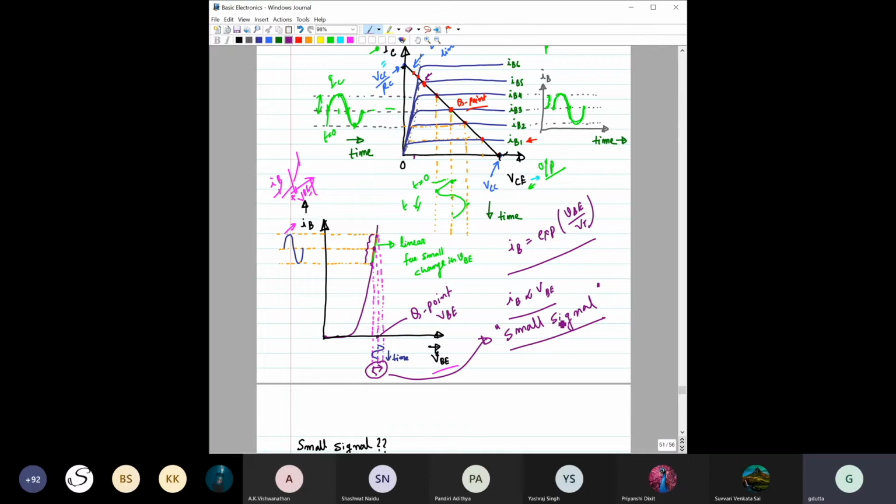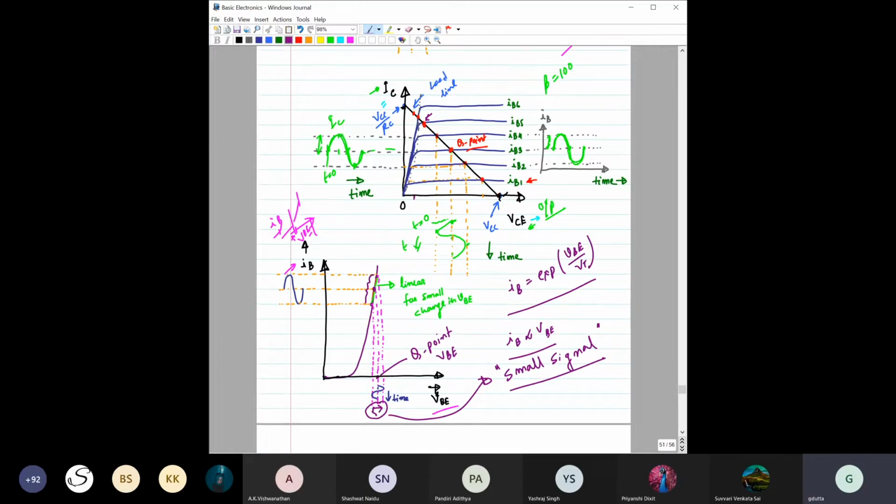Sir, what do we mean by the small signal, and what should be the value of that small signal? Excuse me, sir. If we apply KVL, then we are getting a different variation of IB with VBE. It will be linearly decreasing with respect to VBE.